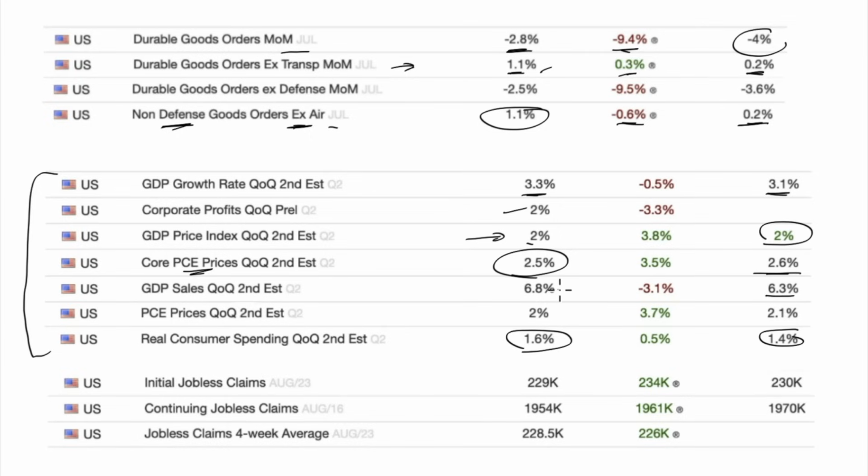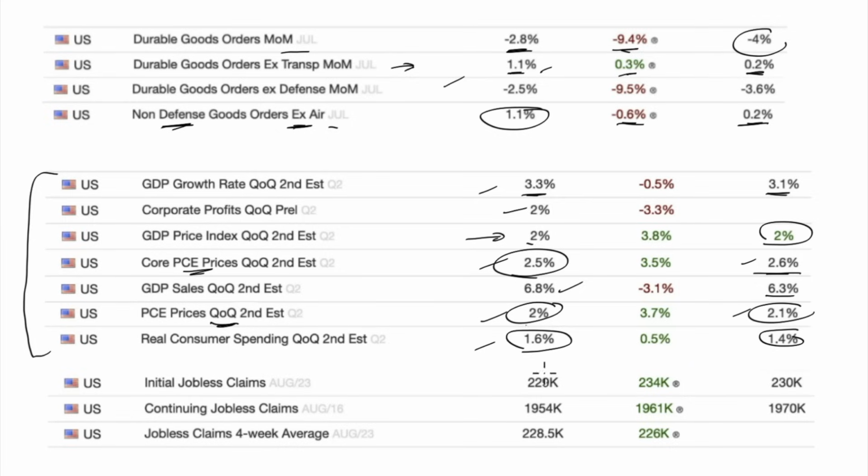GDP sales 6.3 came in at 6.8. And prices quarter over quarter, expectation 2.1, came in at 2. So your 2.6 came in at 2.5. Your 2.1 expectation came in at 2. Durable goods were good. You had a slight increase in GDP because of the consumer. So far, so good. But there were some tech undertones to the market that made it rather jumpy, but we did on Thursday hit another all-time high.